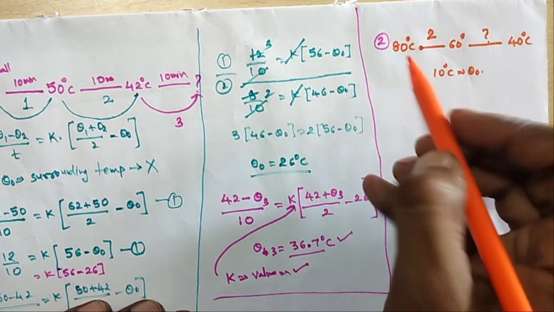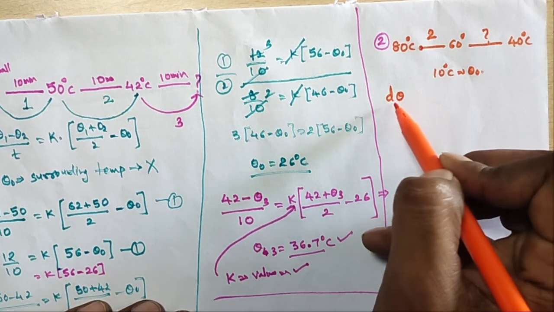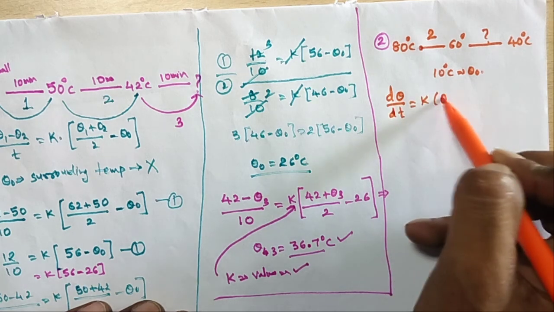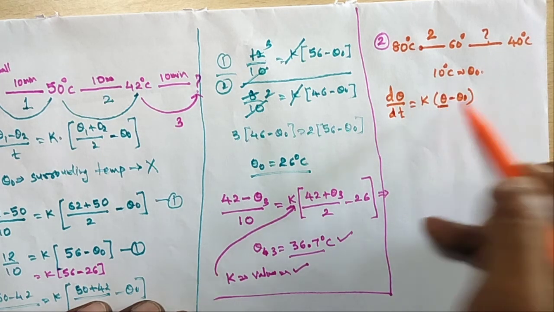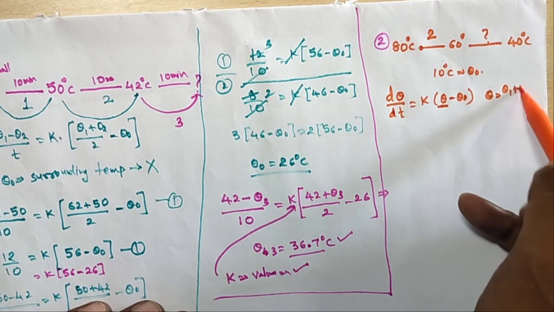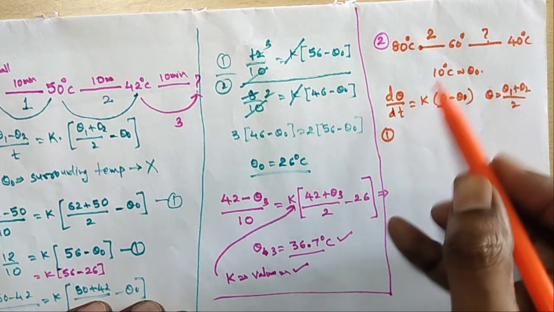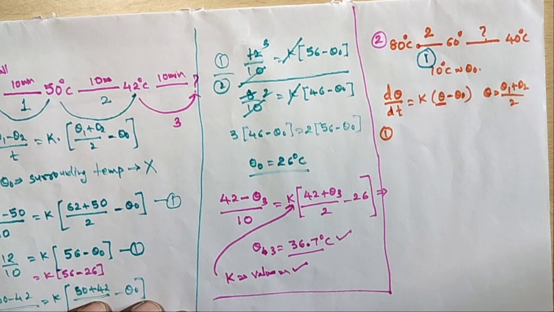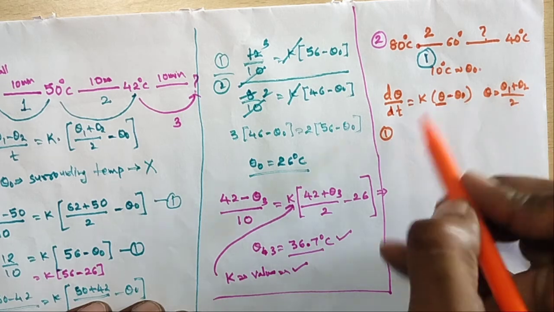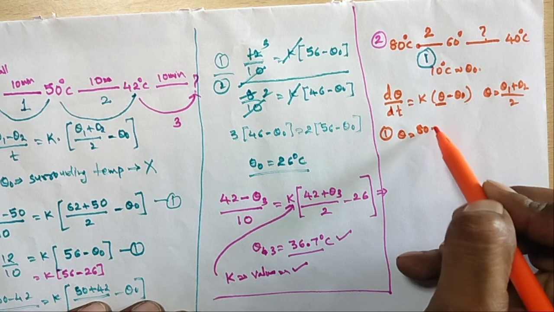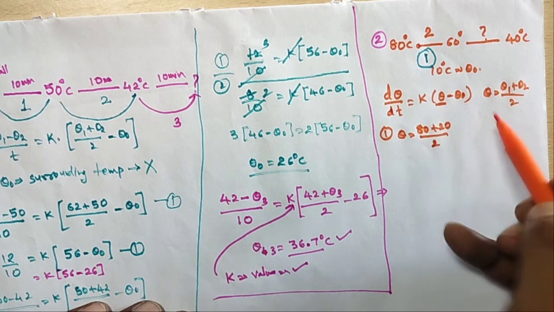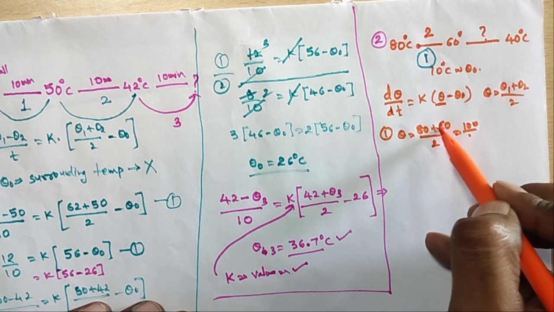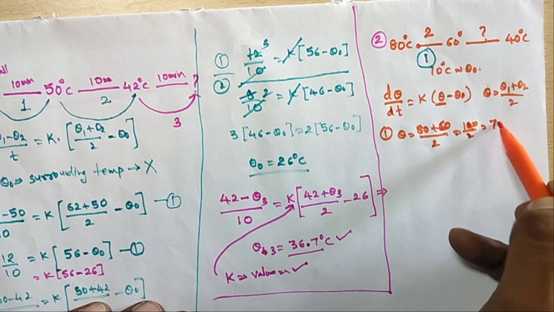10 degrees. So we know Newton's law of cooling, this is the second method: d theta by dt is equal to k into (theta minus theta naught). What is theta? Theta is equal to the average, (theta 1 plus theta 2) by 2. So I am taking the first one. Theta is equal to (80 plus 60) by 2, 140 by 2, 70 degrees.